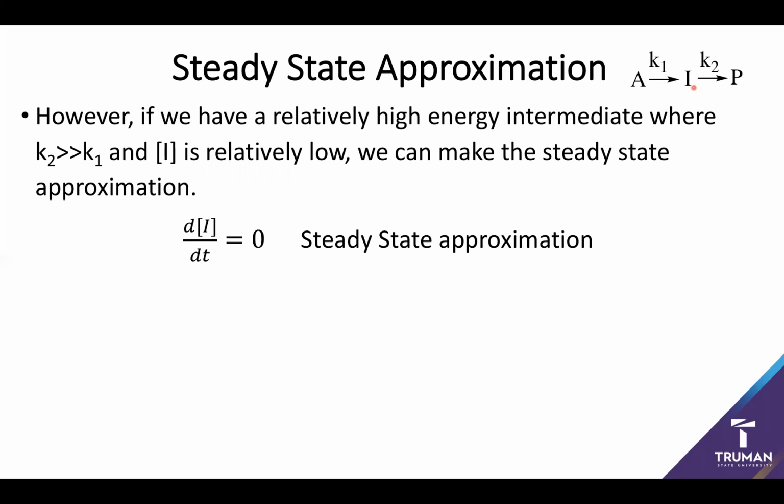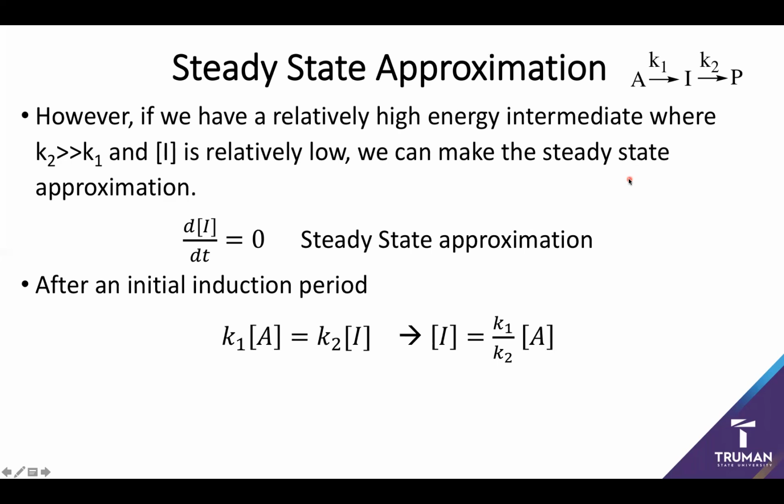So one way to mathematically represent our steady state approximation is under this assumption that the change in concentration of any intermediate is going to be zero. So after essentially an initial induction period where I've generated a little bit of I, the concentration of I should stay relatively steady. So when we're able to apply this approximation, this means that the concentration of I isn't changing.